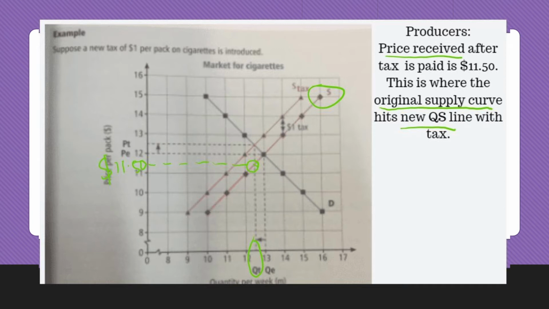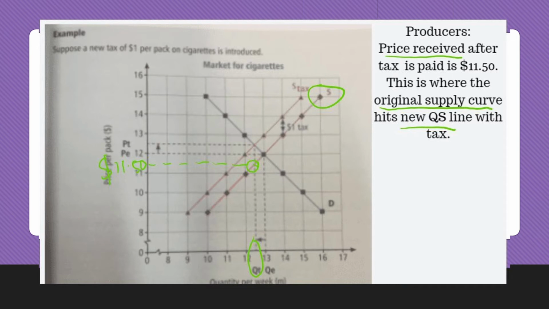So if we go from our new equilibrium point, go down, and it hits our original supply curve, which I've circled on the graph there in green, draw a dotted line across to the y-axis, and you'll see there that I've written $11.50, which is in between 11 and 12. That is the price that producers receive. Okay, so producers are going to receive $11.50. Consumers are going to pay $12.50, and the difference, which is that $1, is going to the government.